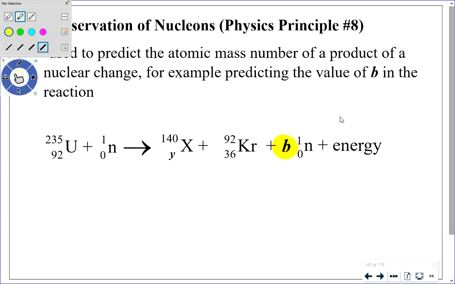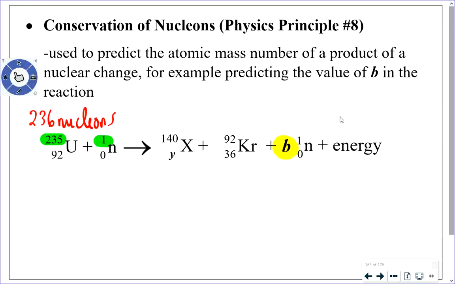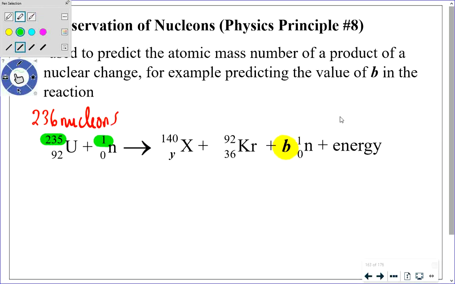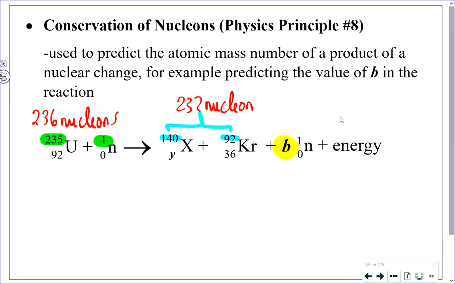If I said to you, what is the value of B? Well, we have to look at the top numbers. On the left-hand side, we have 235 plus 1, which means we have 236 nucleons. And that means we have to still have 236 nucleons after this change happens. And what do I have on this side? I have 140 plus 92. 140 plus 92 gives me 232 nucleons. And according to my math, if I have 236, then I need another 4, because I had 236 in total. And that means that I need a total number on the top of 4, and that means that B must be 4. But what I used is the law of conservation of nucleons there.